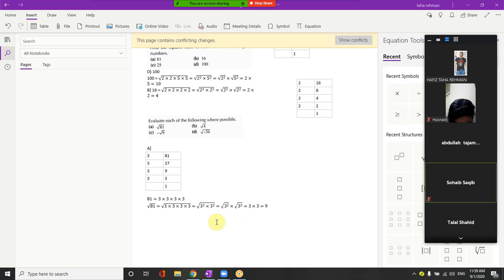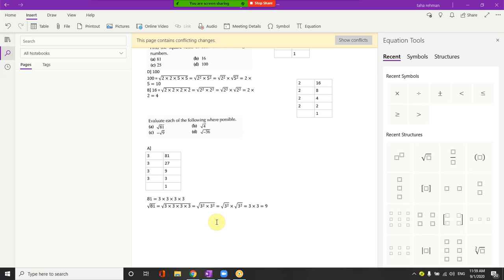Quickly, square root of 4. What would be the prime factors of 4? Sir, 2, 2. Very good. And when we write these 2 and 2, sir, in index, 2 squared.